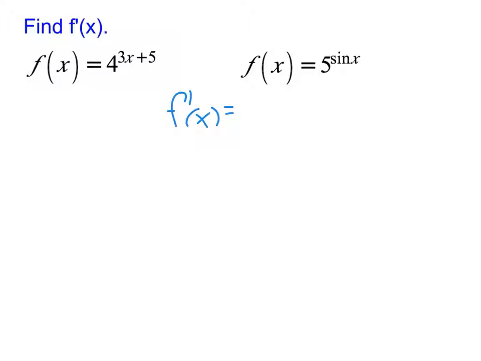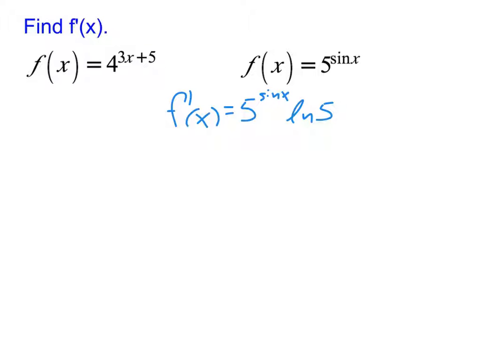All right, so let's find the derivative of the second now. F prime of x here equals, first up I need to do the derivative of the outer function, because again it's chain rule, because it's to the power of sine of x, not just x. So that's going to be 5 to the sine of x, so that part all stays the same, times the natural log of the base, so that's natural log of 5.